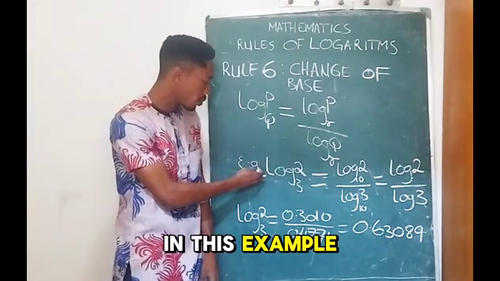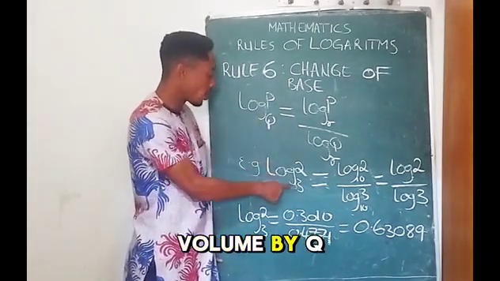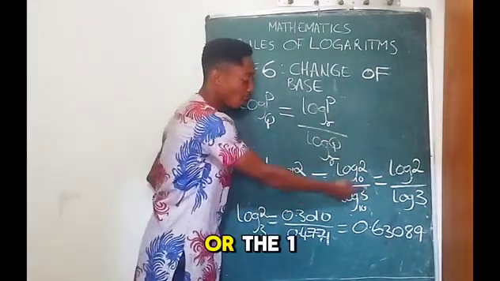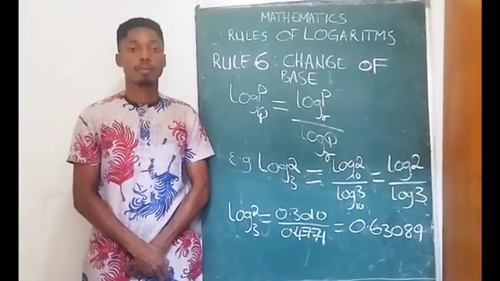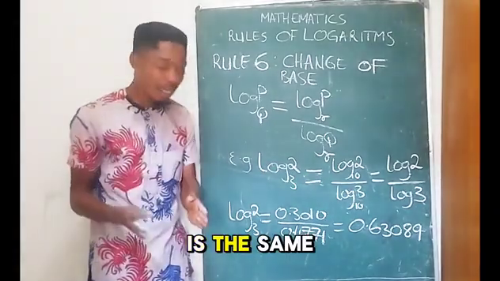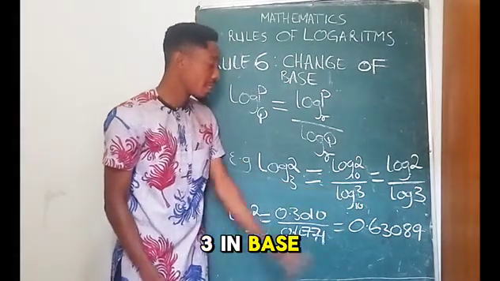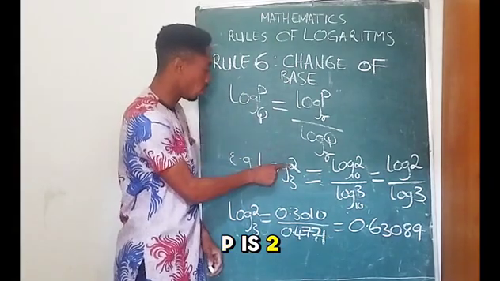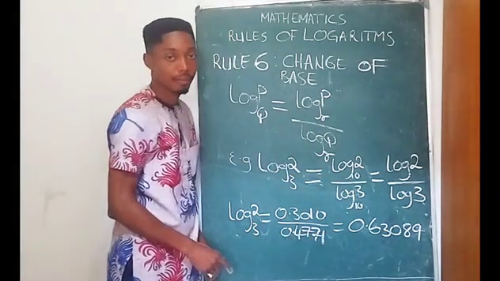In this example, log 2 in base 3. The value of my p is 2 and the value of my q is 3. It is the same thing as log 2 in base 10 all over log 3 in base 10. So, you would agree with me, the value of p is 2 and the value of q is 3. My common base is base 10.